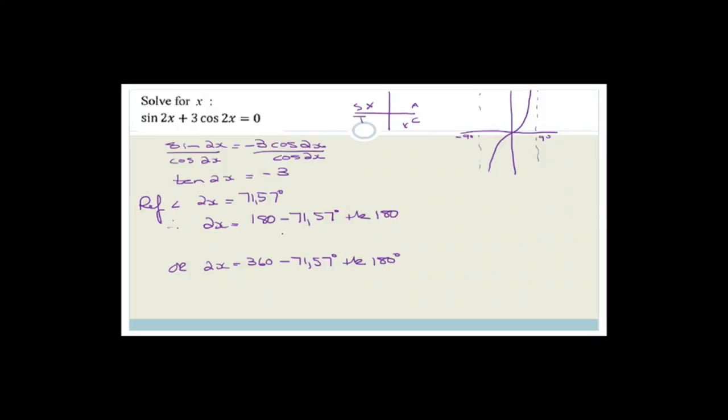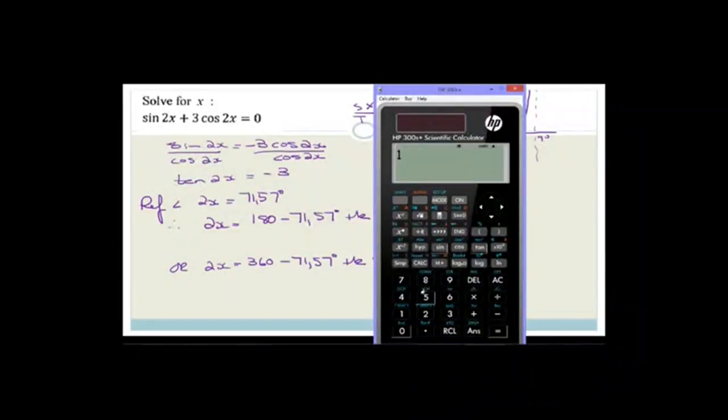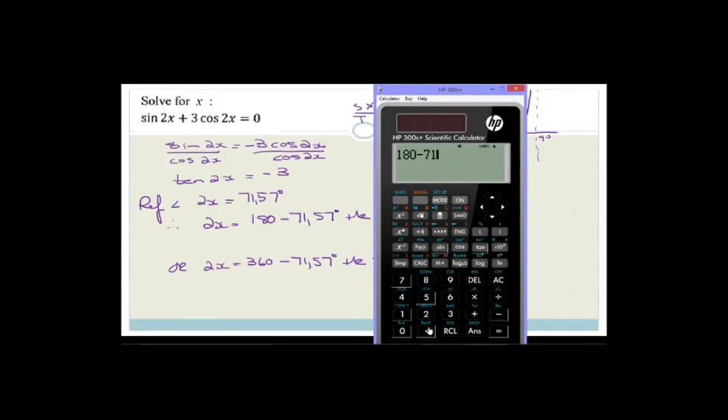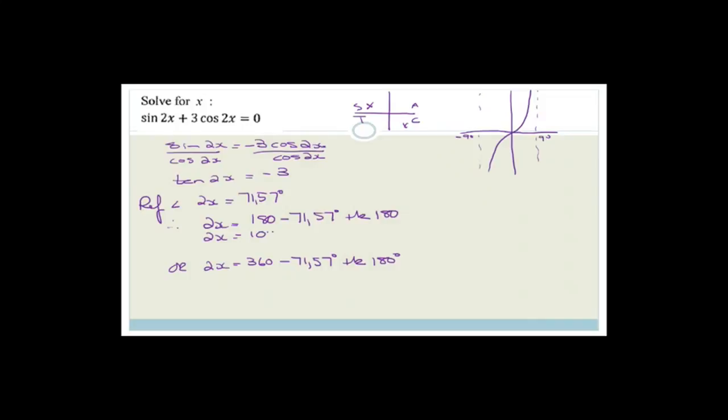Right, so now let's have a look at this. Let's first put this in our calculator and then we can divide by 2. So 180 minus 71.57 equals 108.43 degrees. So we're saying 2x is equal to 108.43 degrees plus k180. But that is equal to 2x, and we're asked to solve for x. So what do we need to do? We need to divide this by 2. Therefore, x is equal to 54.22, rounding off to two decimal places, plus k90 degrees. So that's the first solution: x is 54.22 degrees plus k90 degrees.